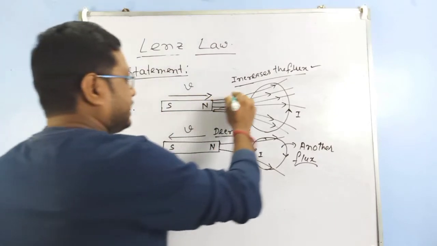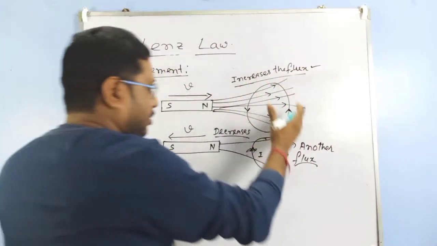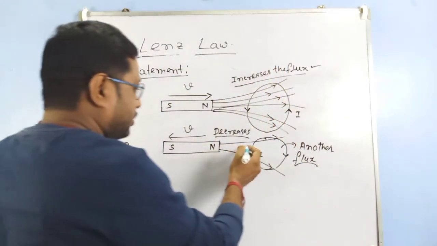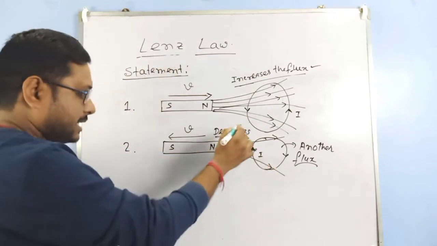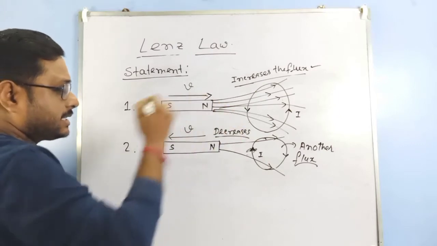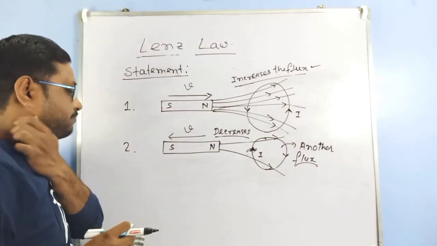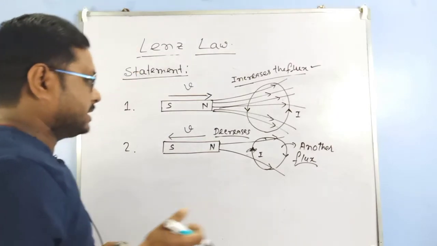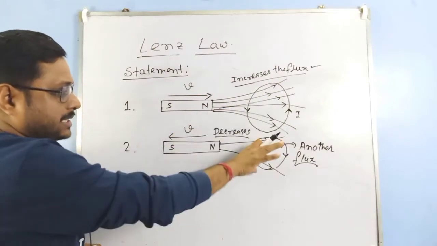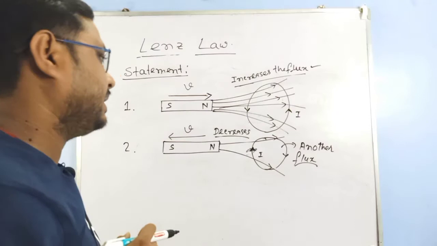So when the original flux increases, a current is produced and a flux is also produced which opposes the original flux, and when the original flux decreases, the current is produced in such a direction that it will increase the original magnetic flux. Just the opposite: if flux increases, the current is produced to decrease the flux; if flux decreases, the current is produced to increase the flux. This is basically Lenz law.